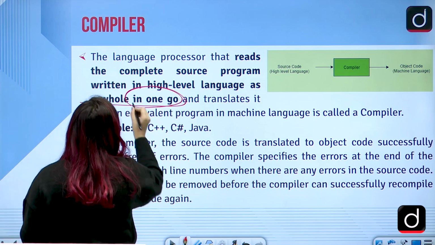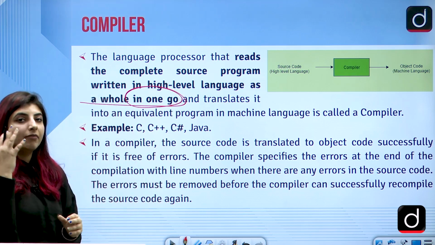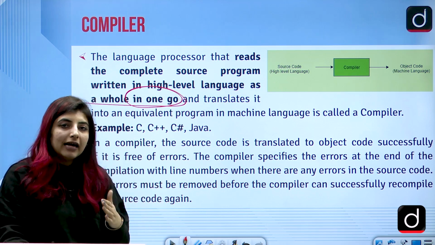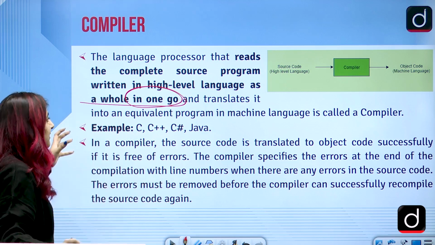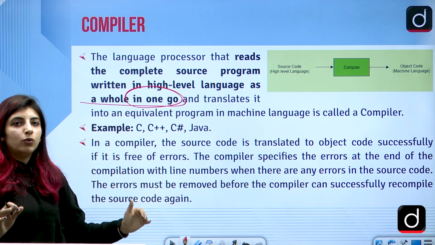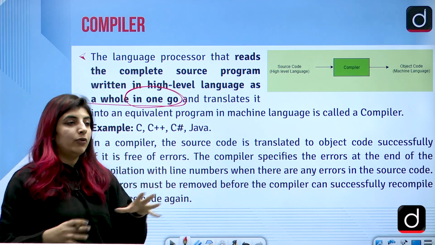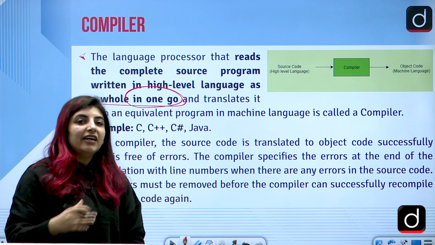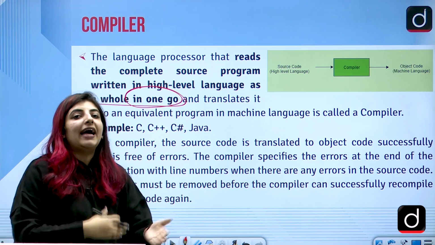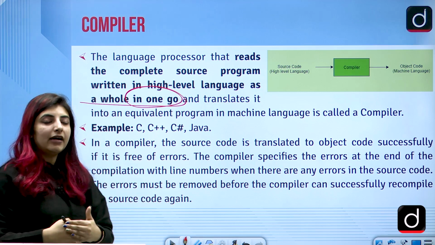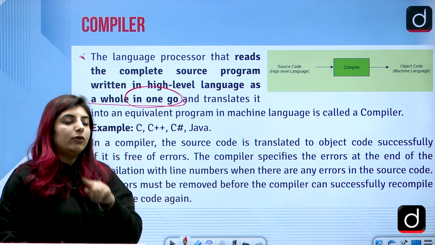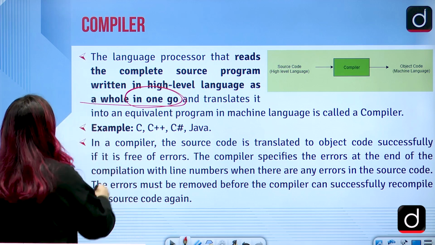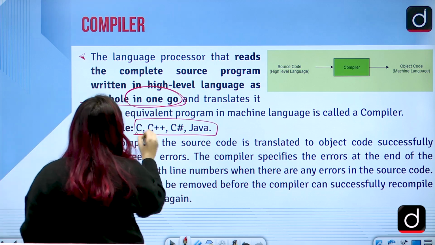But the important thing which we also want to remember, which has been asked in the UGC NET examination as a separate question, is that a compiler reads the entire program in one go. So whatever you have written in the programming language using the source code, the compiler will read that entire document, and at the end of the document, after reading it entirely, it will tell you where exactly the error was.